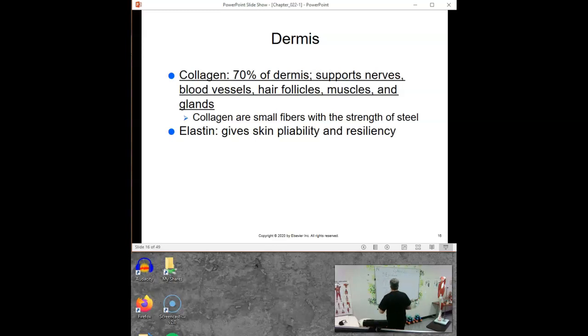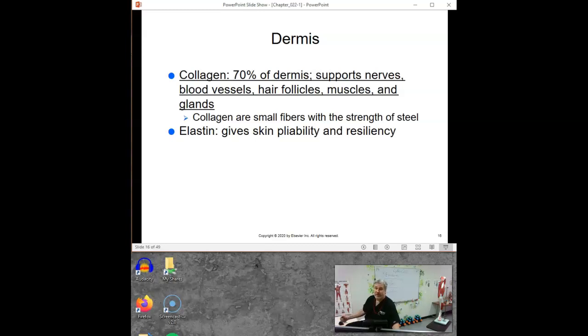So, these are just fibers that run through your skin. And honestly, this isn't exactly true, but it's pretty close. It's a pretty good way to look at it. Collagen is honestly like small steel wires, like rebar running through your skin.